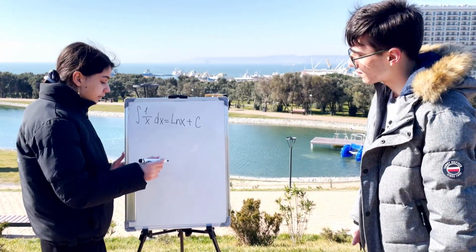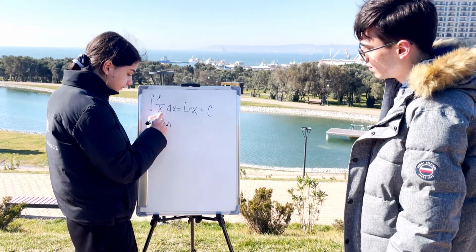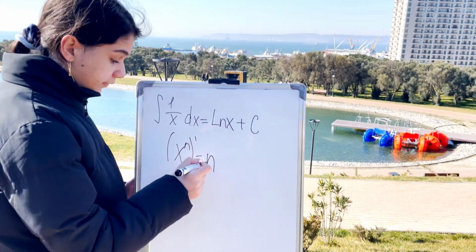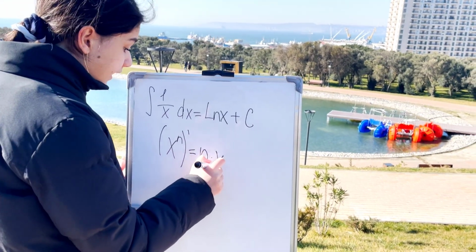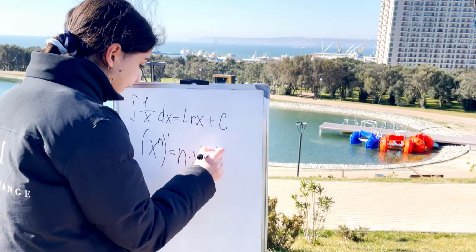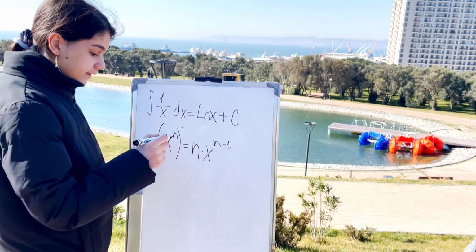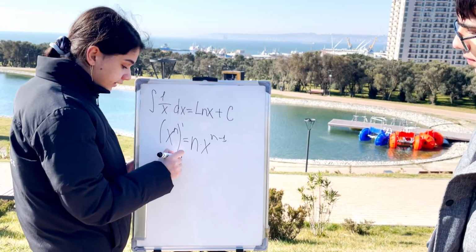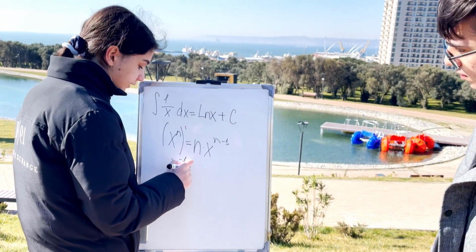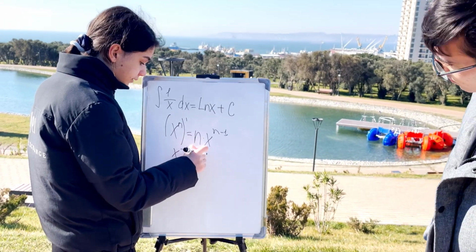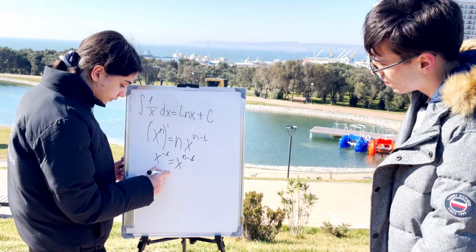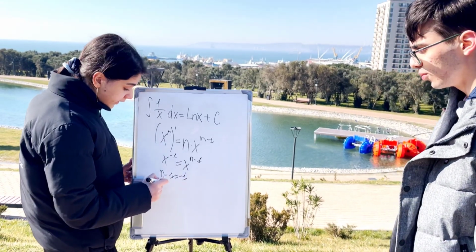According to the power rule, for x to the power of n, if we find its derivative, the n comes as a coefficient before x, and the power of n decreases by 1, that's n minus 1. And 1 over x is x to the power of negative 1. If I equate x to the power of negative 1 with x to the power of n minus 1, it turns out that n minus 1 is equal to negative 1. So n is 0.